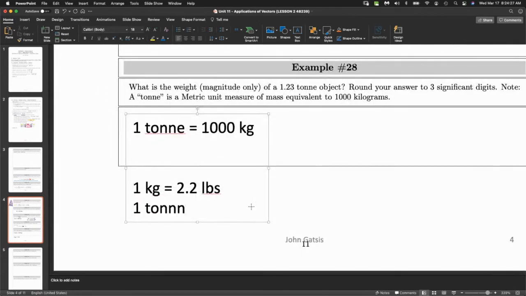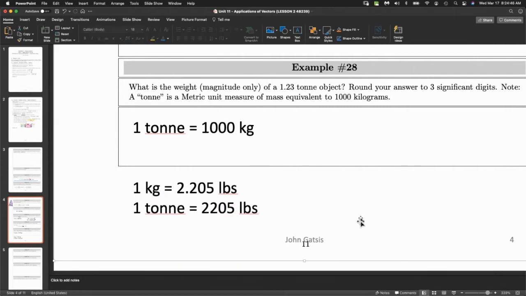So 1 ton, whoops, that's lots of N's. That's equal to 2,200. It's actually 2,205. I want to be a hero, but I'll put the 05 there. It's about 200 pounds more. So the difference between a metric ton and an imperial ton is the metric ton is 200 or so pounds greater.